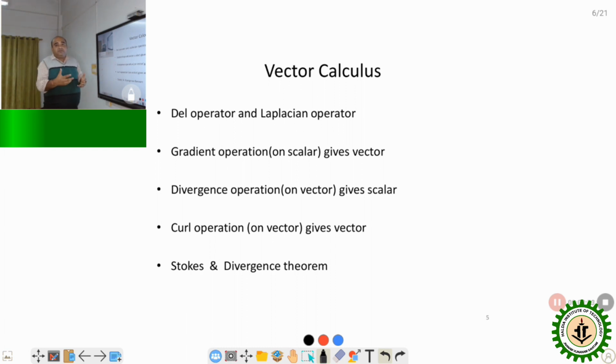Gradient denotes the rate of change in space of a certain quantity. The divergence denotes the difference between inflow and outflow at a particular point. The curl operation denotes how that particular vector quantity will rotate, or the degree of angular rotation. Then we come to the Stokes and divergence theorems. Stokes' theorem relates the line integral to the surface integral, and the divergence theorem gives the relation between the surface integral and the volume integral. They form the pillars of the vector calculus part.